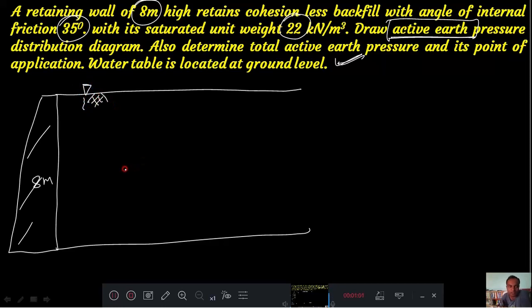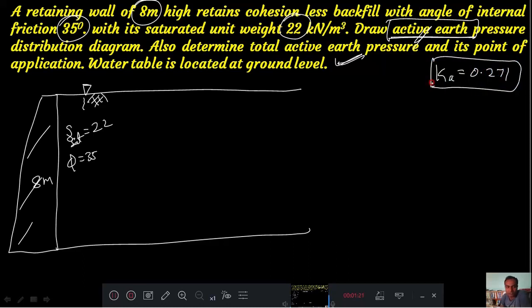Submerged now means gamma sat is there. Gamma sat is 22 and phi is 35. Phi is 35 means I can calculate Ka, because active is asked. Ka is 1 minus sin phi divided by 1 plus sin phi, which is 0.271. C is 0. From this I got Ka equal to 0.271. Now I have this data.